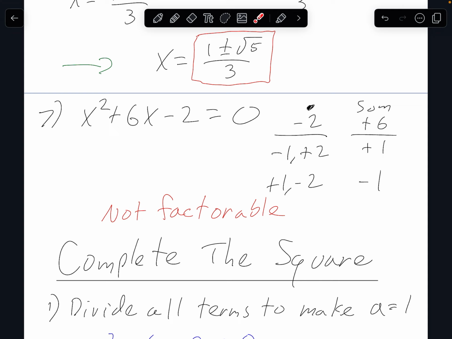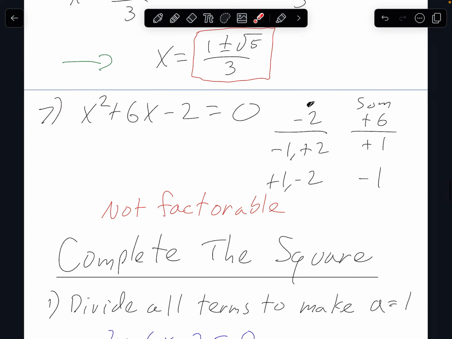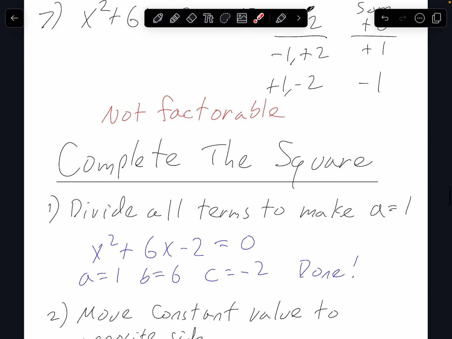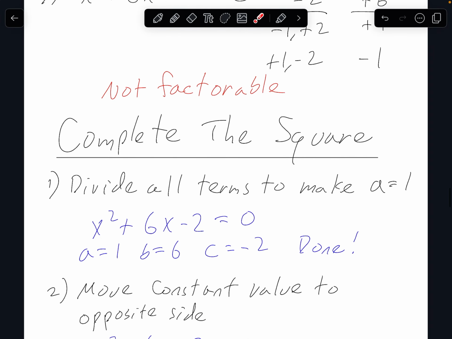But it is something we do have to be aware of if and when x squared has a coefficient of another number. So it's done. Great. The next step is to take the constant value and move it to the other side. That means adding 2 to both sides.